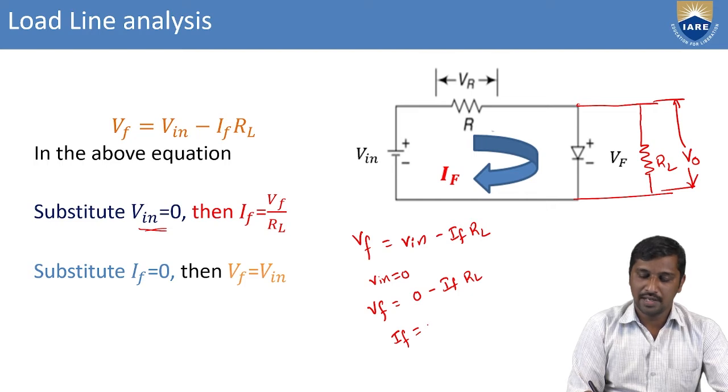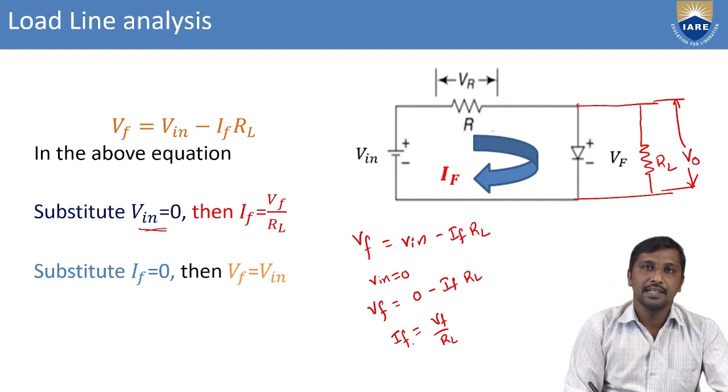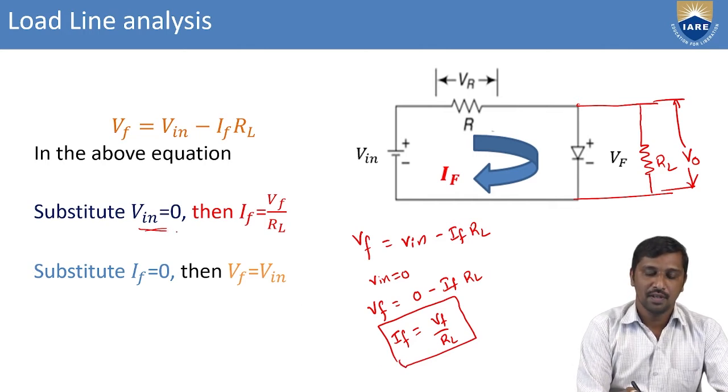So at this point, IF is represented as VF by RL, and the polarity is a negative sign, which does not mean a negative current. It indicates the direction of flow of current. So from this relation, we observe that when Vin is 0, it allows the maximum current under the forward bias, represented as IF, the ratio of the diode forward voltage to the load resistance RL.